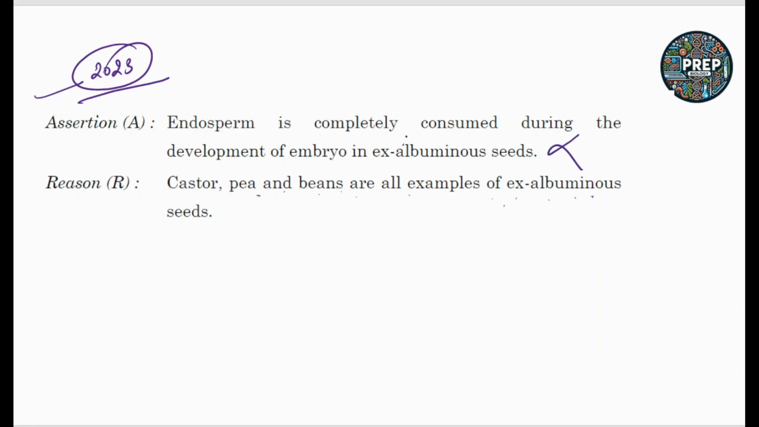So this is for the exalbuminous seeds. The assertion is false. But castor, pea and beans are the examples. Castor is correct, which is an example of albuminous seeds. But pea and beans are the examples of exalbuminous seeds, which is also correct. So A is incorrect, and R is also incorrect. Okay.